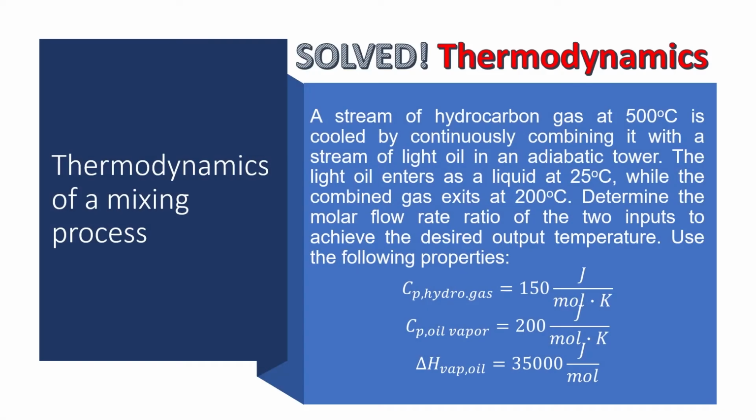In this video, we'll be solving an example detailing the thermodynamics of a mixing process. Here's the problem. A stream of hydrocarbon gas at 500 degrees Celsius is cooled by continuously combining it with a stream of light oil in an adiabatic tower. The light oil enters as a liquid at 25 degrees Celsius, while the combined gas exits at 200 degrees Celsius. Determine the molar flow rate ratio of the two inputs to achieve the desired output temperature.